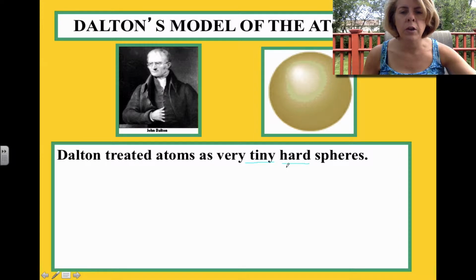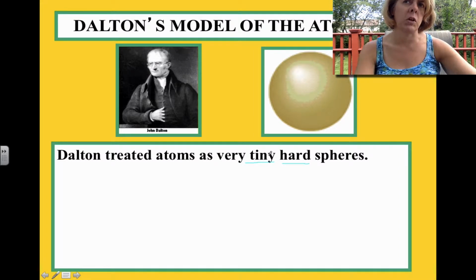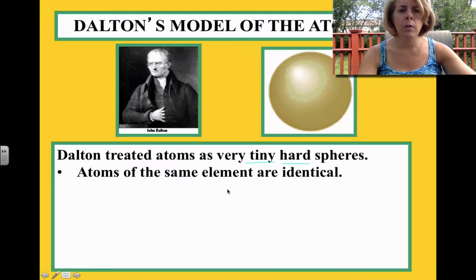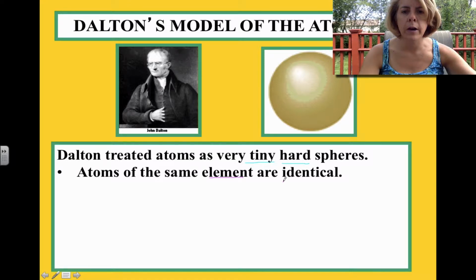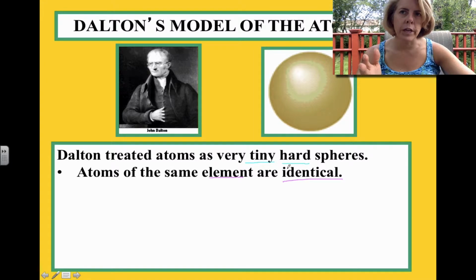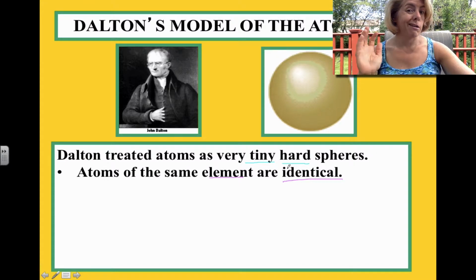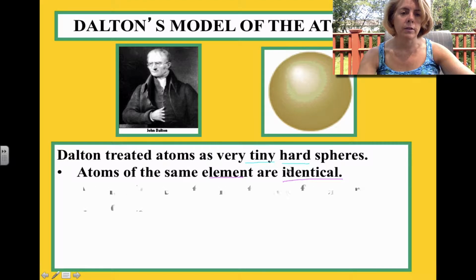So he essentially thought that atoms must be hard spheres because he observed enough about matter that he came to that conclusion. Now, with his theory, he said that atoms of the same element are identical. That means all hydrogen atoms are the same, all oxygen atoms are the same, all carbon atoms are the same. There should be no variation within those. Now, when we look at the modern theory, we're going to see whether or not that holds true or not.